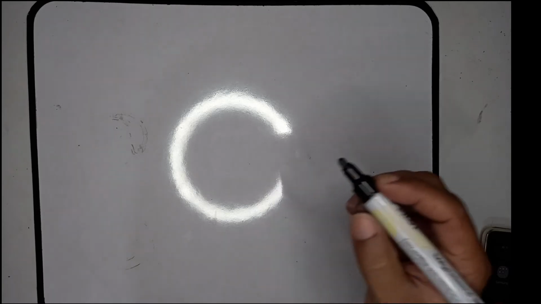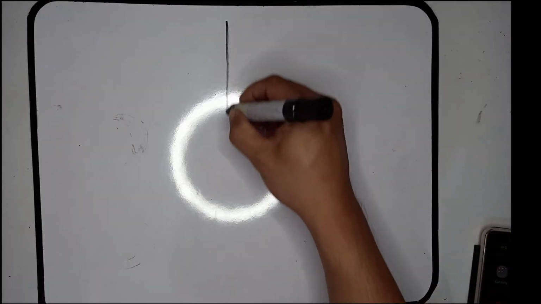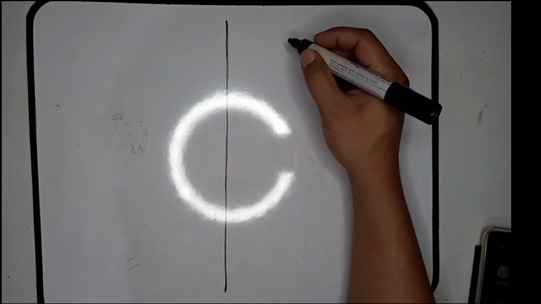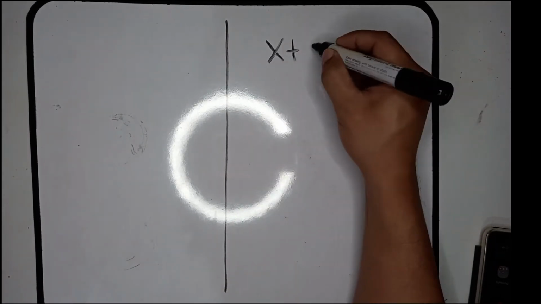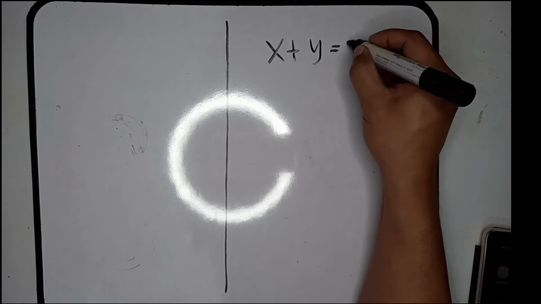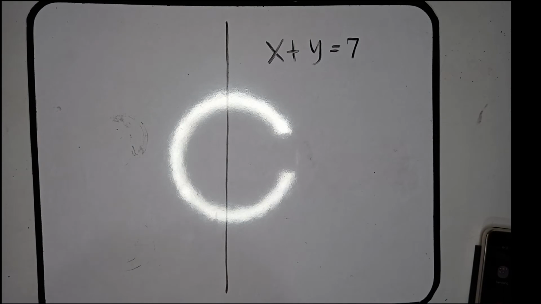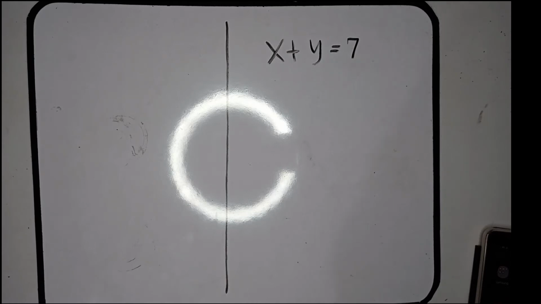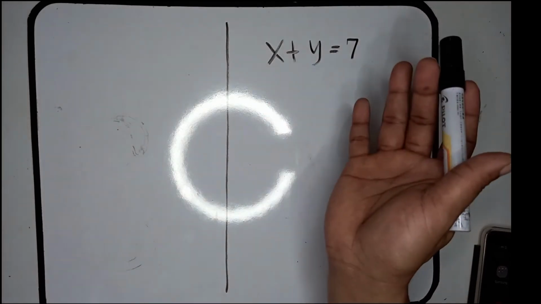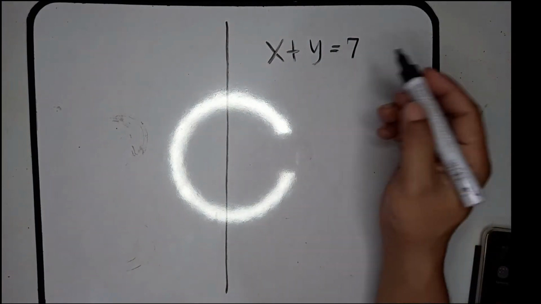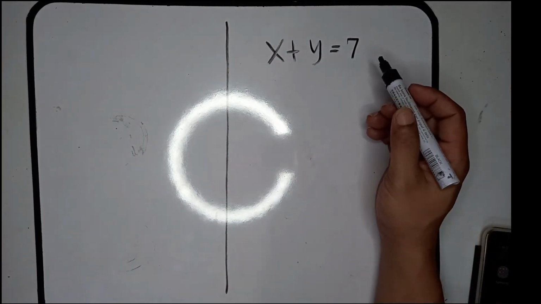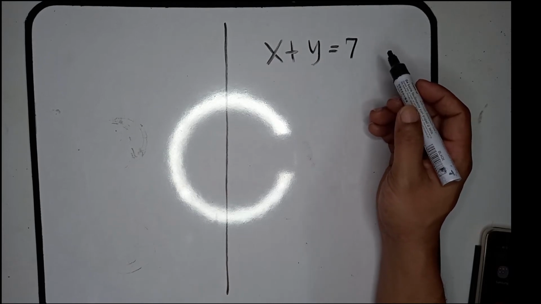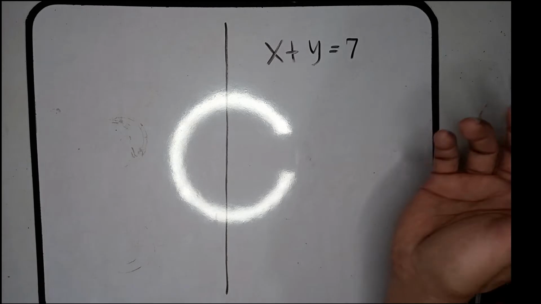So let's say we have x plus y equals 7. Okay, so how do we answer this? How can we plot this in our graph, in our x and y axis? So basically you can do a process similar to simplifying equations. Okay, let's try doing that.